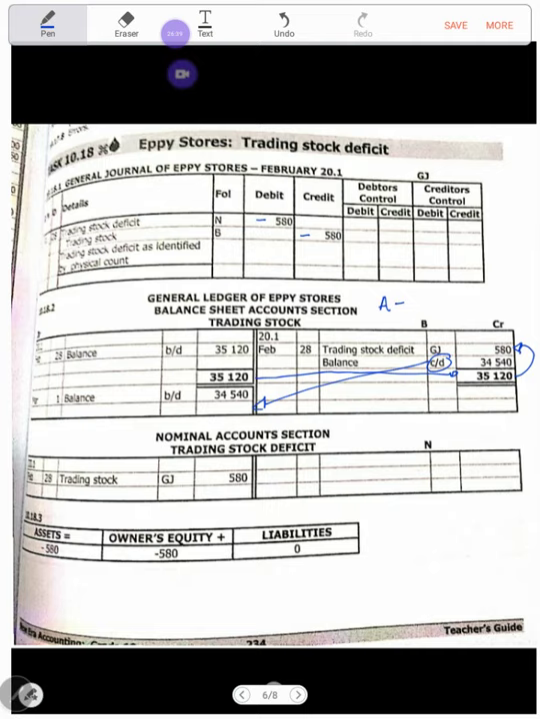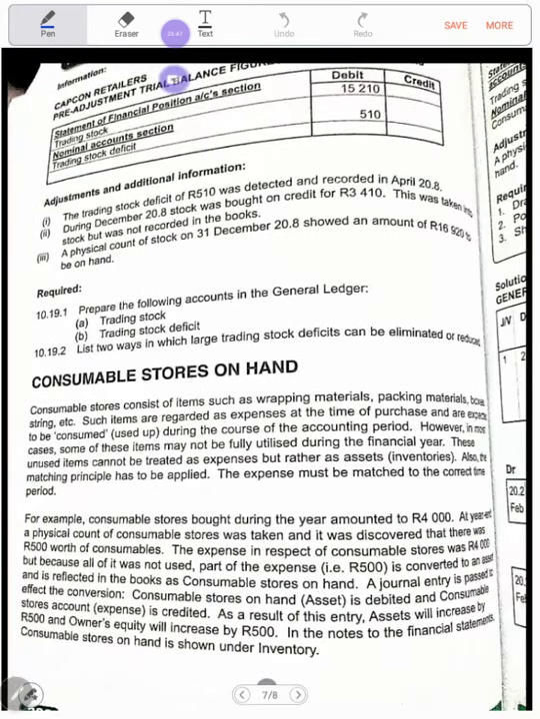What is the effect on our accounting equation? Our assets decreased by 580 as well as owner's equity. No effect on liabilities. Now we are going to be moving on to consumable stores on hand. Let's have a read. Consumable stores consist of items such as wrapping materials, packing materials, box strings, etc. Such items are regarded as expenses at the time of the purchase. Okay? It's an expense at the time of the purchase, and it is expected to be consumed or used up during the course of the accounting period.